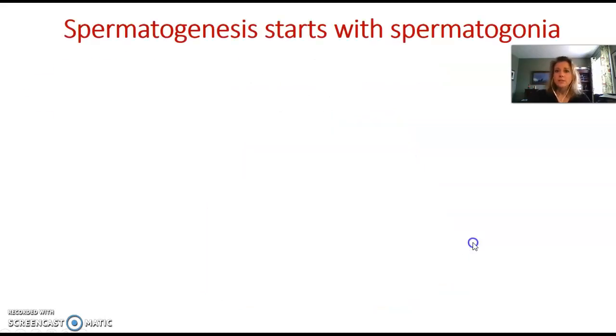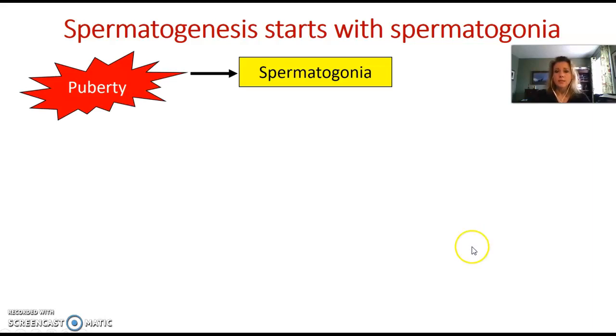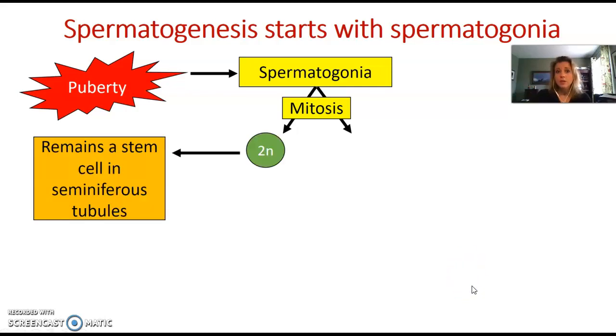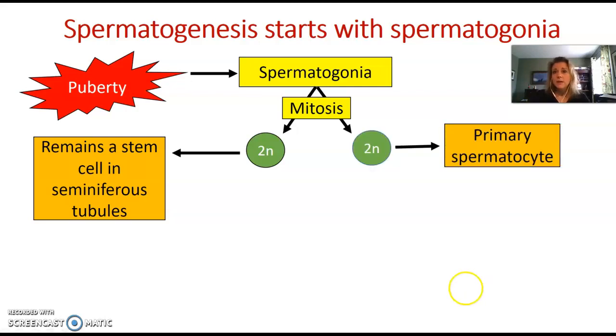Spermatogenesis starts with spermatogonia, which are cells that are activated during puberty, which is when a male gets a very large burst of testosterone to the system. The spermatogonia are going to undergo mitosis, which is cellular division that results in two daughter cells that are exact genetic copies of each other. One of those daughter cells will remain a stem cell inside of the seminiferous tubule, and it will continue to divide in order to produce primary spermatocytes. Notice that both of these daughter cells are 2N. They have the diploid number of chromosomes, which is 46.